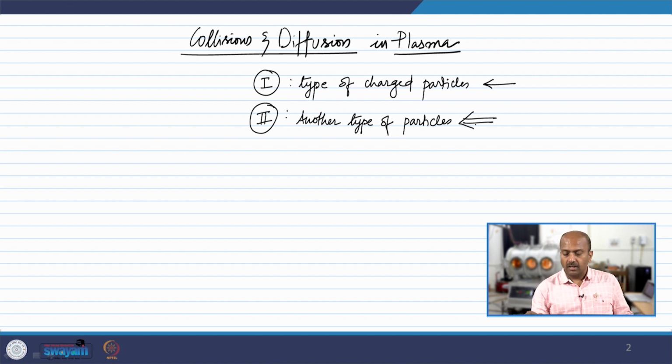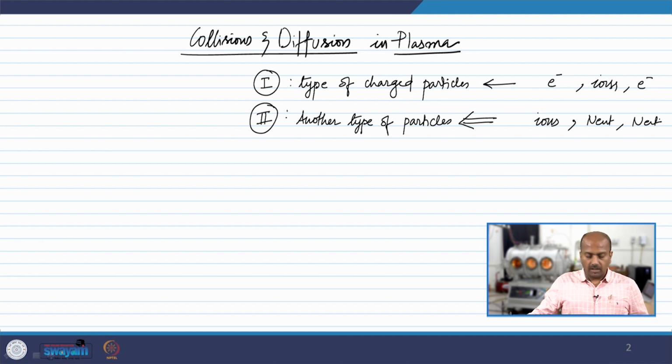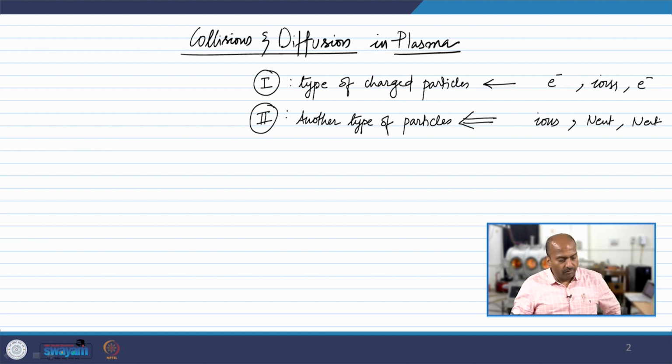So, for instance, we can consider type 1 to be electrons and type 2 to be ions, or you can consider type 1 to be ions and type 2 to be neutrals, or electrons and neutrals. So, how the motion of particles represented by type 1 will get affected by colliding with another type of particles is the topic of discussion for today.